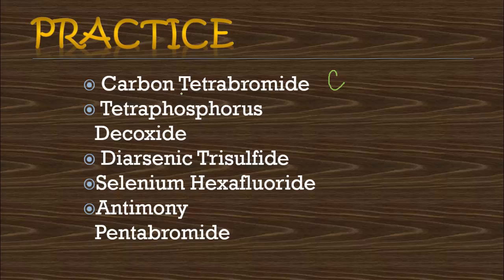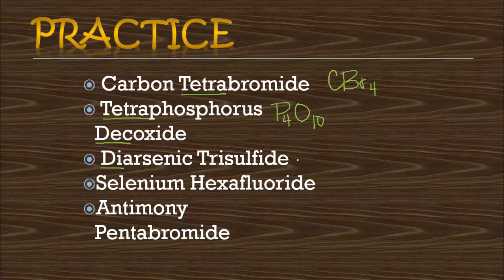Tetrabromide. So I have tetra. Tetra means 4. Bromide means I have bromine, because remember we always changed the ending to IDE. So this would be CBr4. Tetraphosphorus. So here's tetra, again phosphorus. So phosphorus being P, tetra 4. Decaoxide. So deca is 10. Oxide, again just the ending had been changed from oxygen. So this would be P4O10.